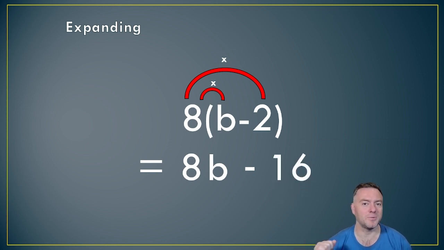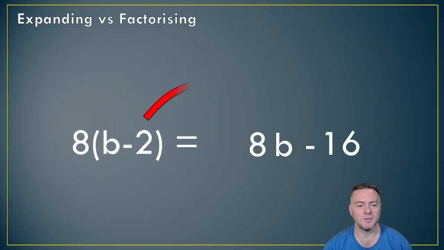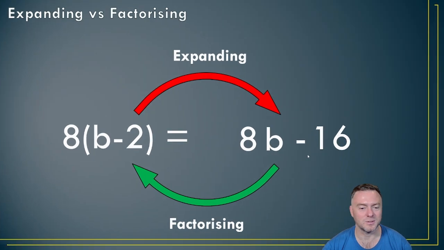Now, when we go backwards, we're going to have to use a thing called the highest common factor to try and factorize it and find common terms that are in both of those. So when we expand, we're going this way, but when we're going backwards, we're factorizing. And hopefully you've picked up the highest common factor of 8b and negative 16 is the 8. That's why it was out the front. The highest common factor is just that number. We're looking at both these two separate terms, and 8 can go into both of those numbers.